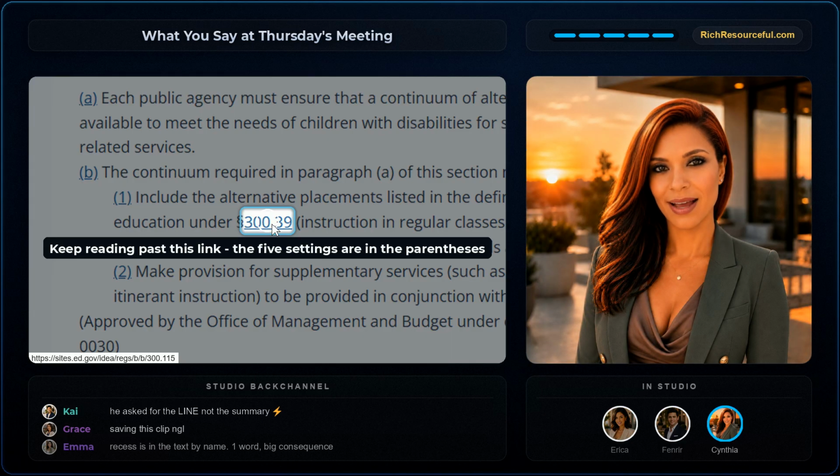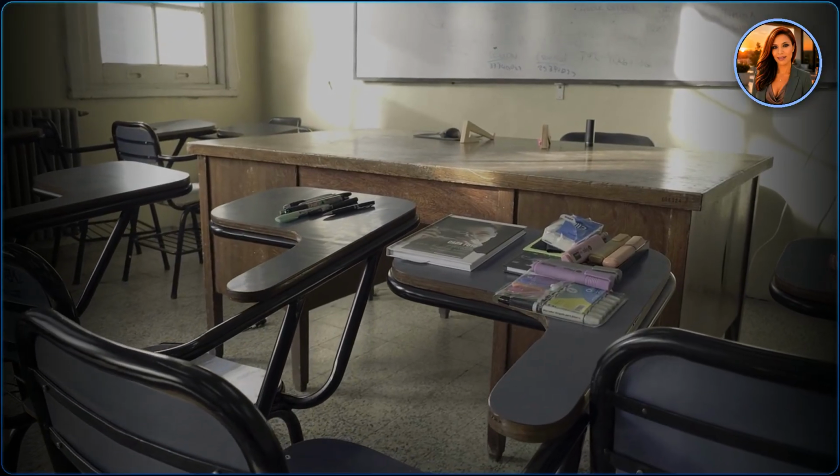The one move to carry out of this, go read 300.115 on the Department of Education's own IDEA site and read paragraph B1 all the way to the end. Do not stop at the cross-reference. Keep going into the parentheses. 5 settings, in the government's own words.